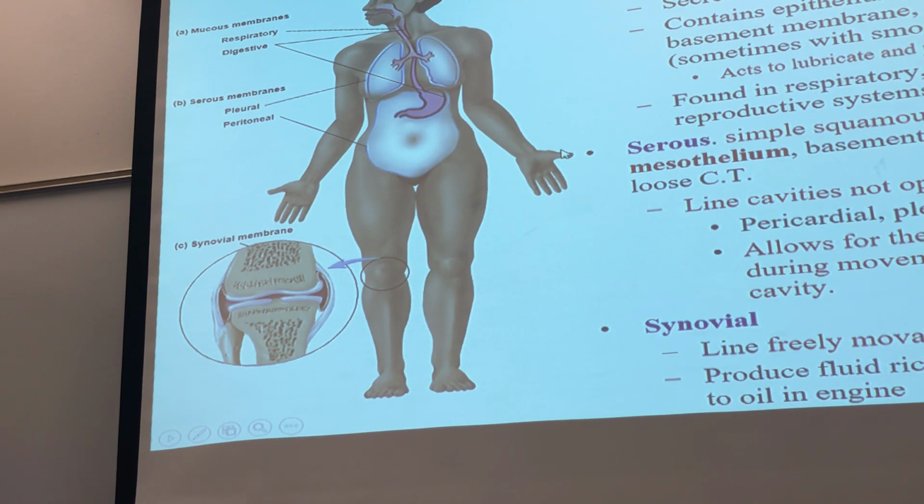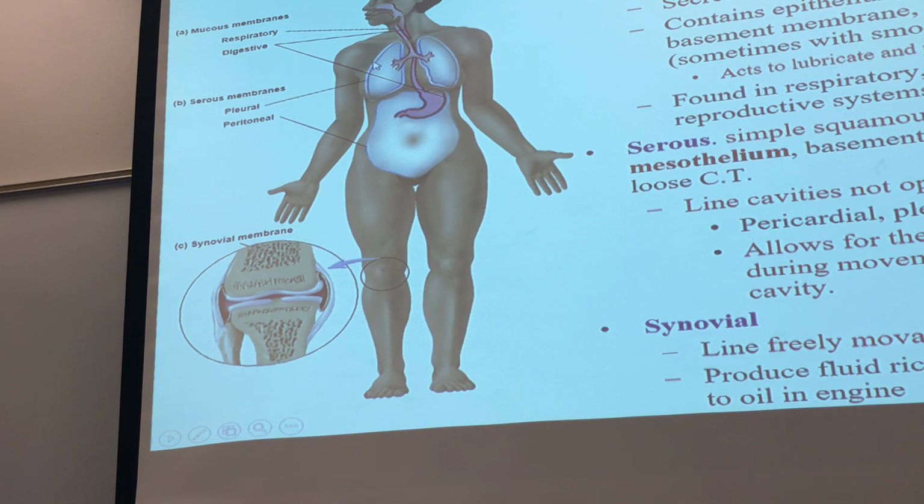Serous membranes are found in organs that don't have openings to the environment. So here in your abdominal cavity, inside your abdomen, that area obviously is not going to be connected to the environment at all. Internally, they have serous membrane, simple squamous epithelium called mesothelium. They line cavities not open to the exterior. They're found in the heart, they're found in the lungs, they're found in the abdomen with the peritoneal area. It allows for reduction of friction during movements of organs deep to the cavity.